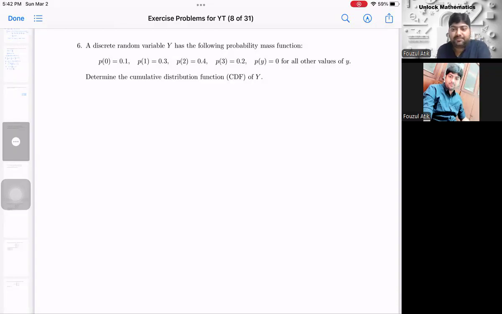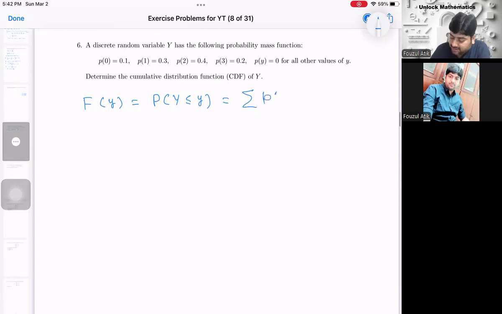If you remember, what is our cumulative distribution function definition? We usually denote it by capital F of y. It is the probability that Y is less than or equal to small y. Whereas the PMF, the probability mass function, is the probability of capital Y equal to y. And the cumulative distribution function is the probability of capital Y less than or equal to y. It means you just have to take the sum of all the values up to y. So P of k, where k is up to the value y.